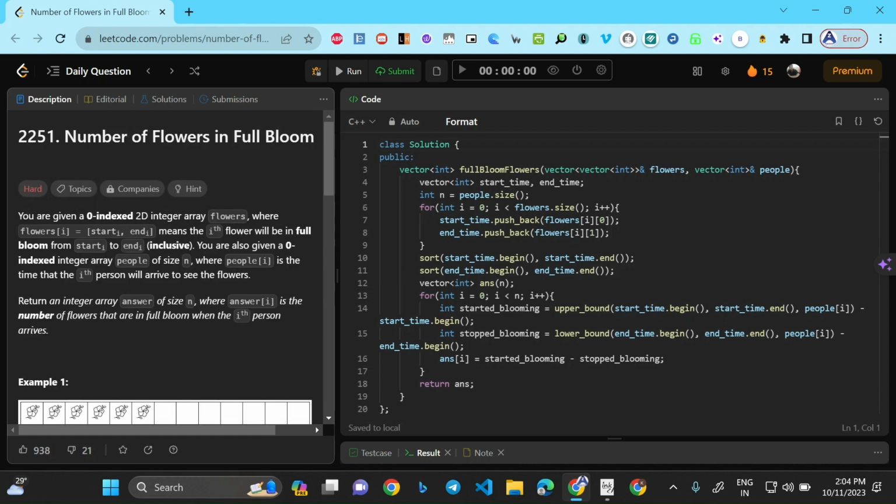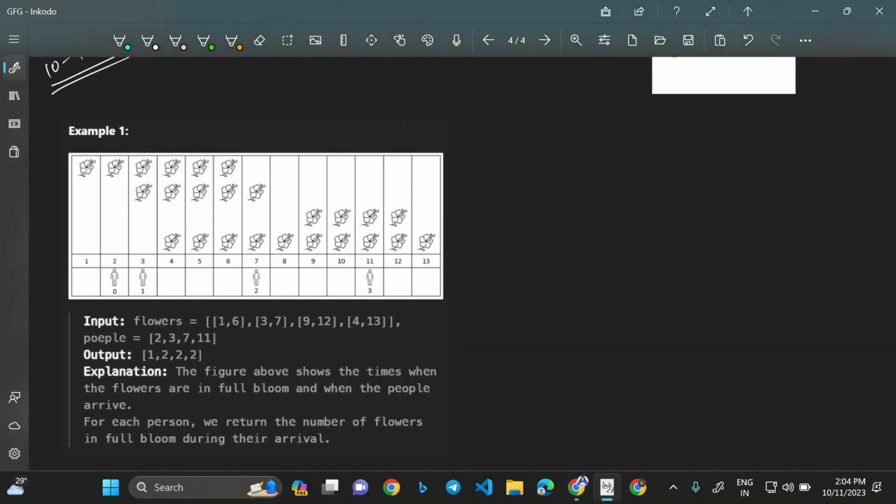So let us understand in a deep fashion with the help of the very first example that's been given to us. So flowers equal to [1,6], [3,7], [9,12], [4,13]. So what are these points? This is the start point and this is the end point of the 0th flower's blooming status.